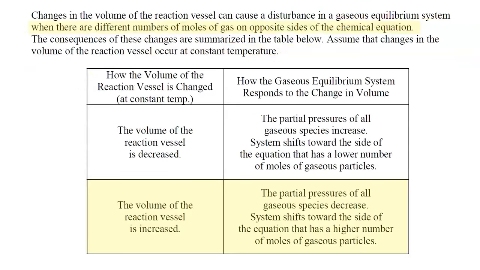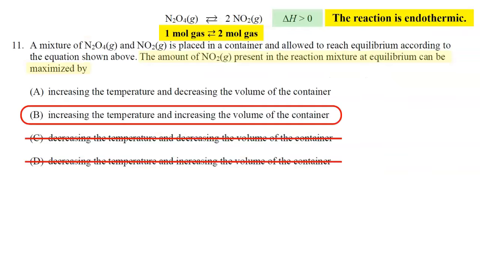Now, when you increase the volume of a reaction vessel, the partial pressures of all gaseous species decrease. And as a result, the system will shift toward the side of the equation that has a higher number of moles of gaseous particles. So to answer this question, we'd like to increase the volume of the reaction vessel because that would cause a shift toward the right side of the equation, which happens to have more moles of gas. So the correct answer to question 11 is choice B.